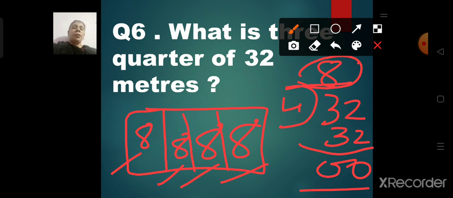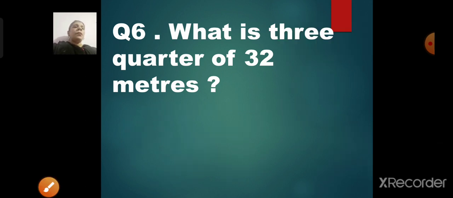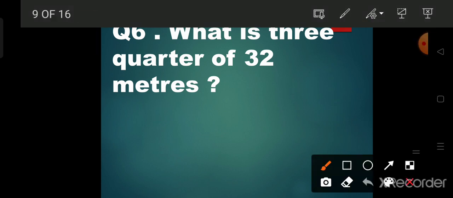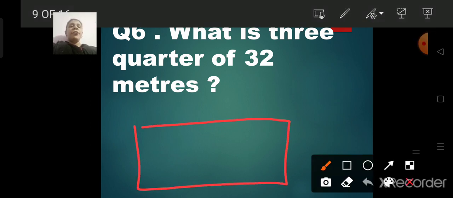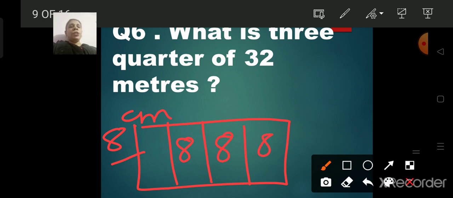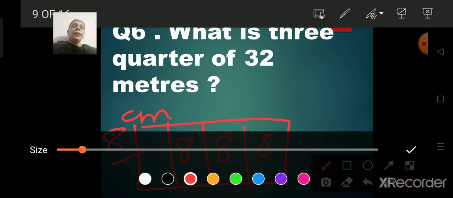That means if it is 32 meters and it is divided into 4 parts, 1, 2, 3 and 4, one part is 8. So the 4 parts will be 32. 8 ones are 8, 8 twos are 16, 8 threes are 24 and 8 fours are 32. So now we want 3 quarters, correct? One part is 8, second is 8, third is 8 and fourth is also 8. But we need only 3 quarters.